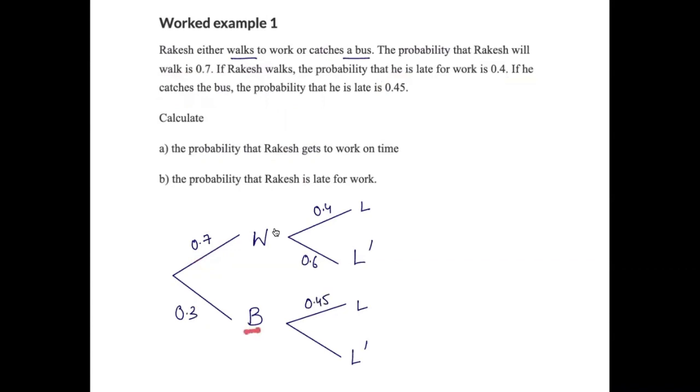If he catches the bus, then the probability that he is late is 0.45. So what is the probability that he is not late? 55%, that is 0.55.